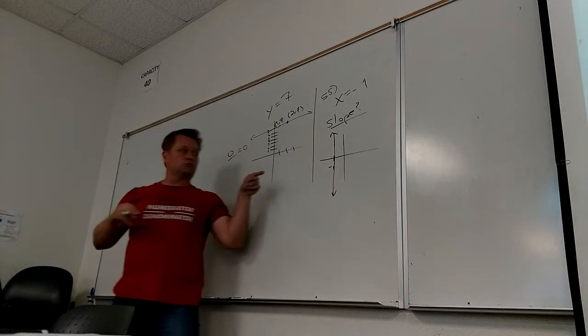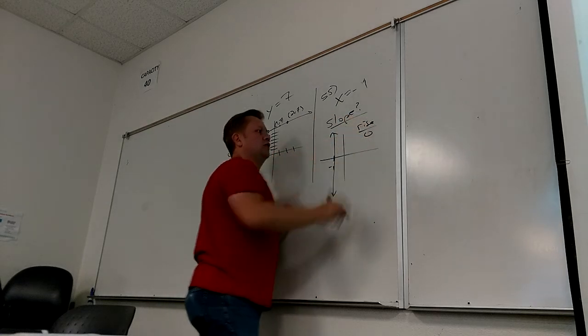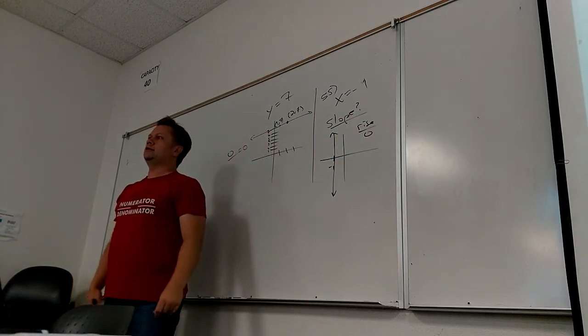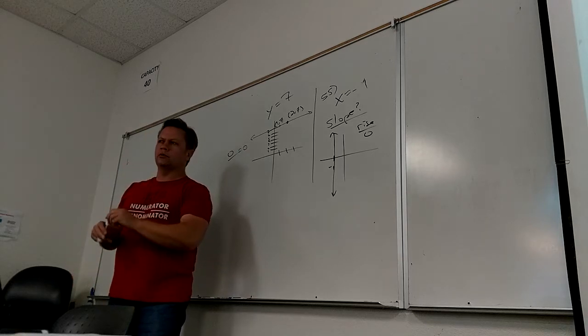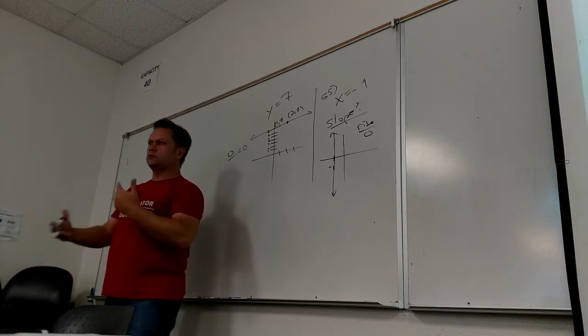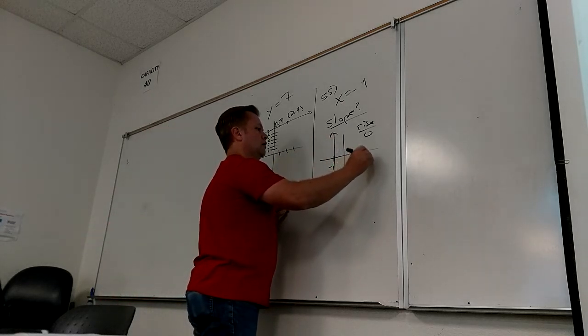Undefined. How much does it run? 0. So it's rise over run. So it's rise over 0. That is undefined. Or I think I told you yesterday, it's also known as infinite slope. But undefined is what most people probably know. So this is undefined slope.